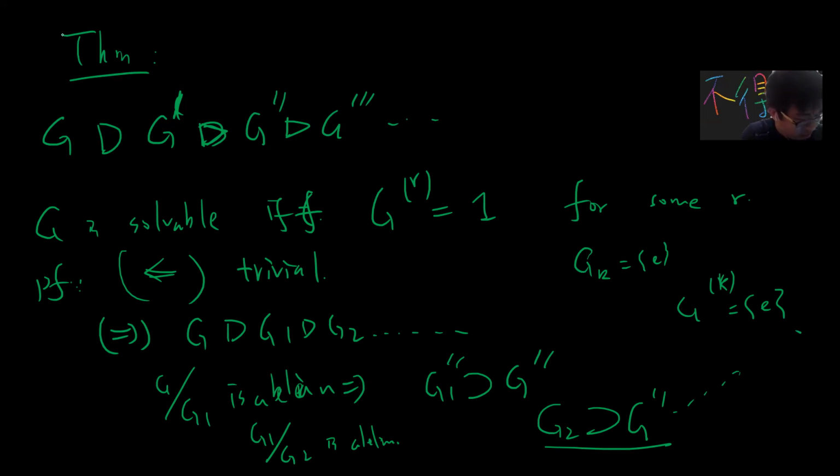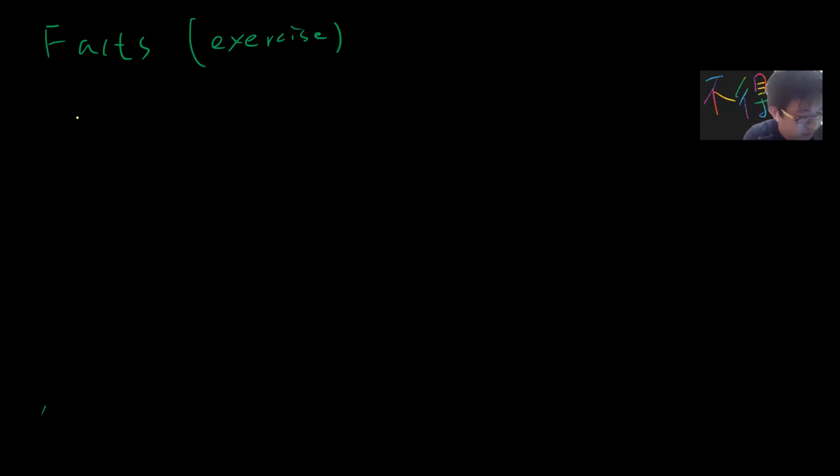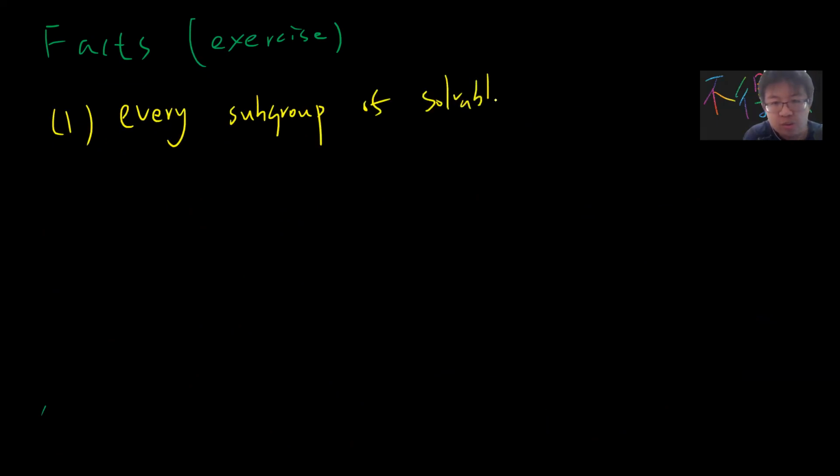Let me write down some facts, because I want to prove the famous result that S5 is not solvable, or basically Sn is not solvable. These are some facts that you can view as exercises. I think they are very simple, so just write down the definition. The first one is that every subgroup of a solvable group is solvable. This is a nice property.